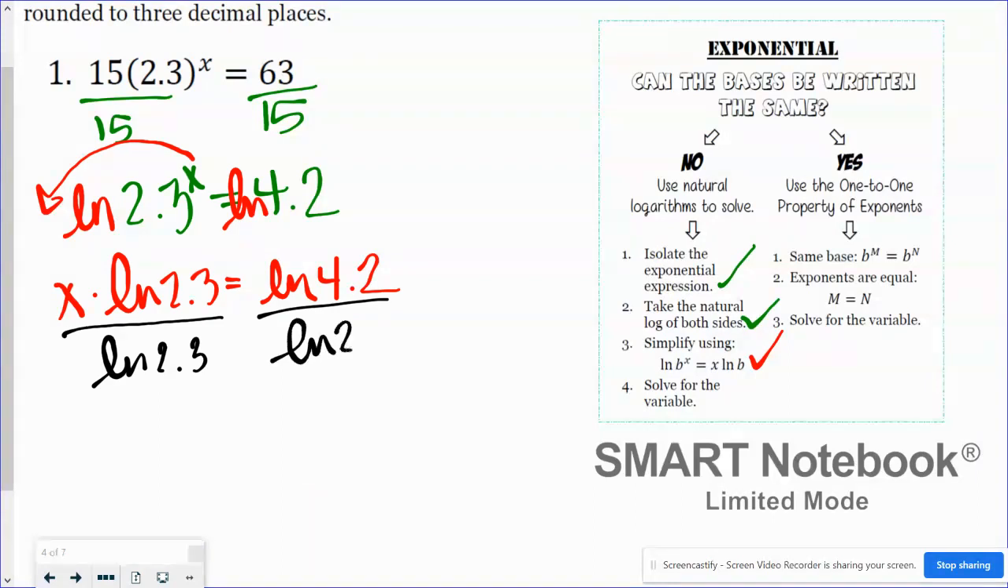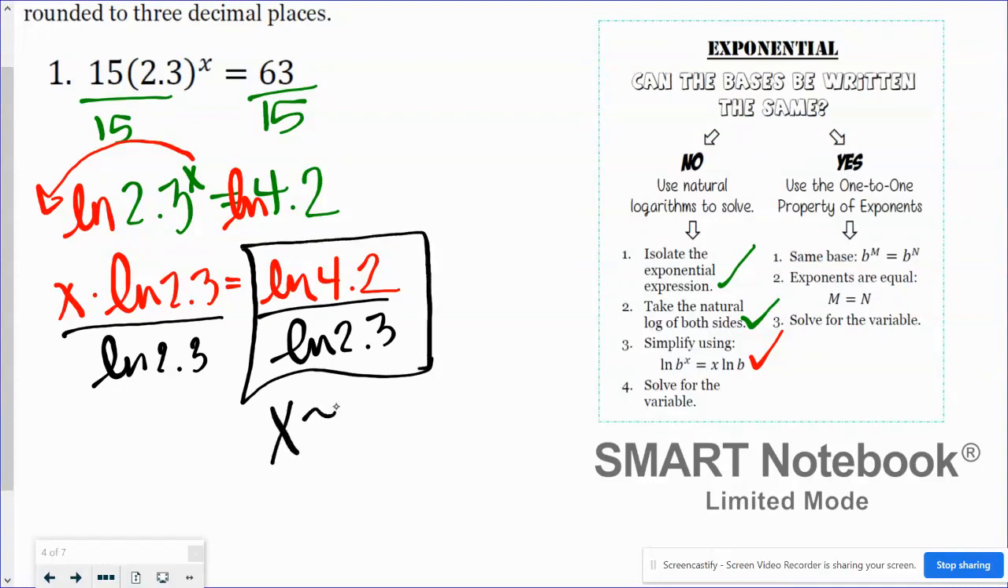So this is what I'm going to calculate. I'm going to calculate the natural log of 4.2 divided by the natural log of 2.3, and I get that x is approximately 1.723.